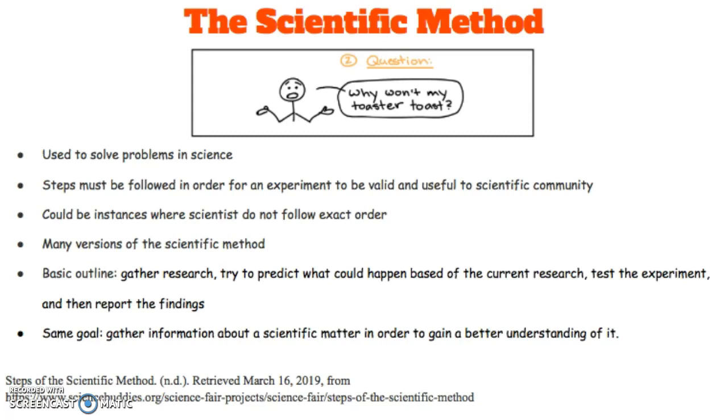There are many versions of the scientific method, however, they all still follow the same basic outline, which is to gather research, try to predict what could happen based off the current research, test the experiment, and then report the findings. And additionally, the same goal as well, which is to gather information about the scientific matter in order to gain a better understanding of it.